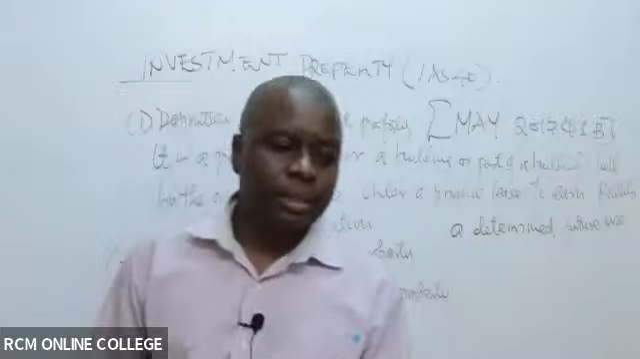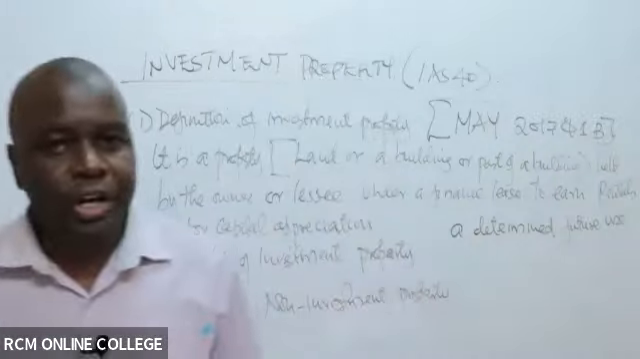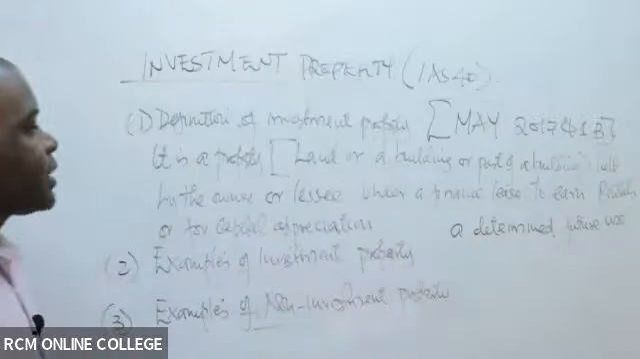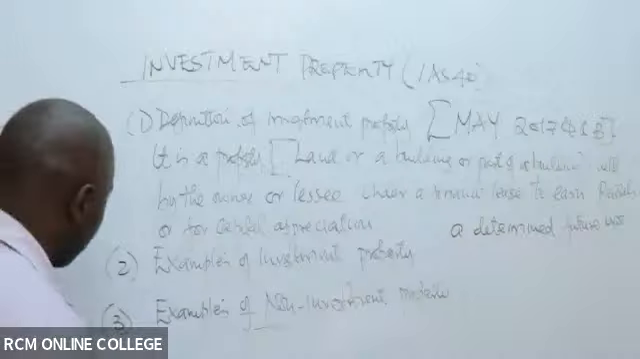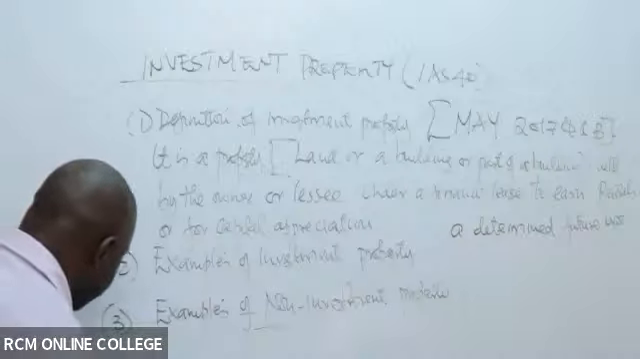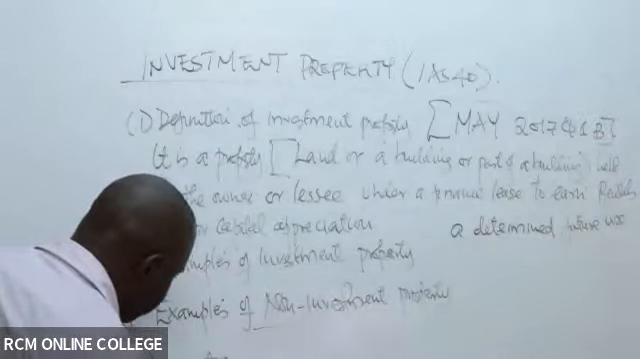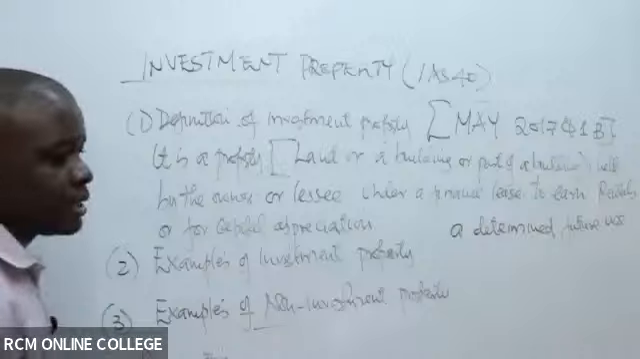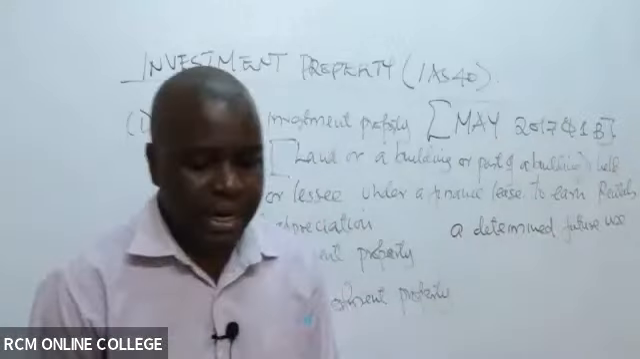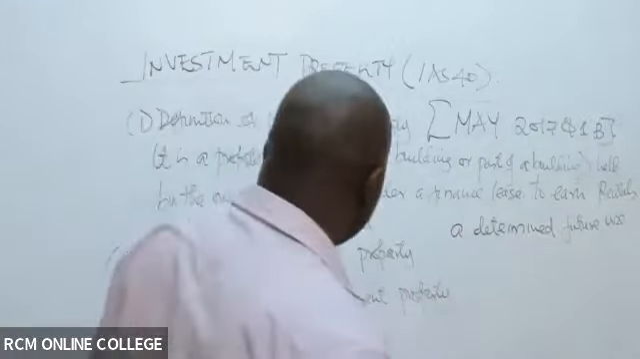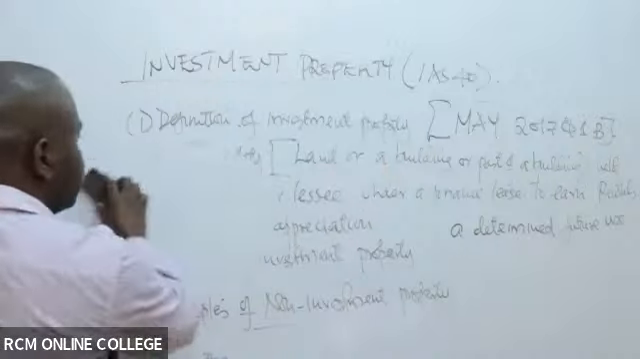Then, recognition. How do you recognize them in the books of accounts? So number 4, we can look at recognition. How do you recognize investment properties in the books of accounts or in your financial statements? For example, if you are called upon to prepare financial statements, how do you recognize? So recognition. Number 4, recognition.